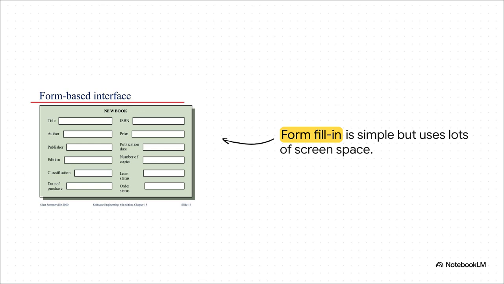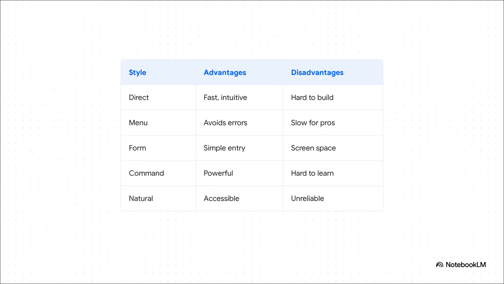You're basically trading space for straightforward simplicity. If we break down the 5 main styles of interaction into a matrix, we see some really clear trade-offs. It's like an ultimate cheat sheet. We have direct manipulation, great for video games and CAD systems, but notoriously hard to implement behind the scenes. Menu selection avoids user error and needs very little typing, which is perfect for general systems, but it's super slow for experienced users who just want to hit a keyboard shortcut.